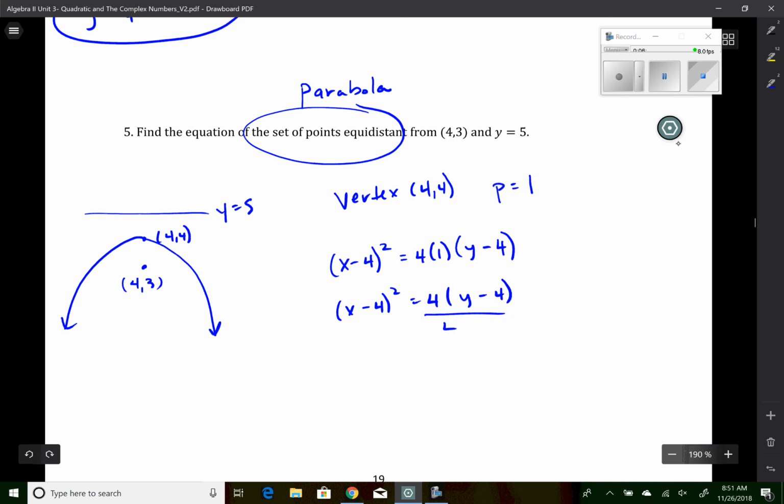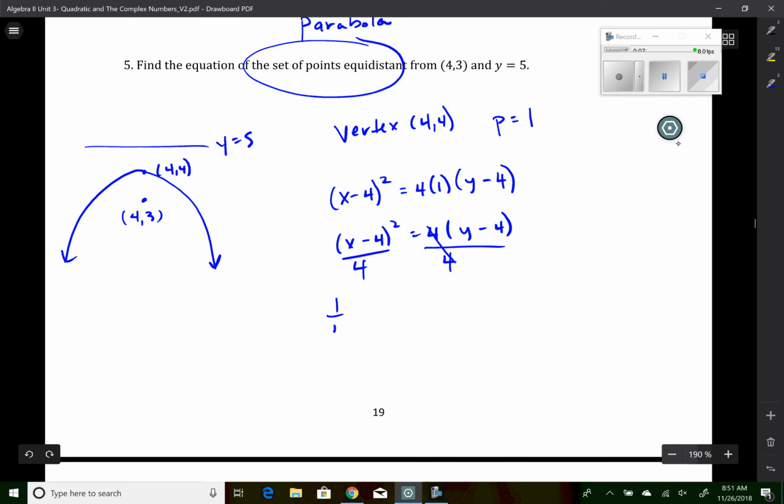Again, divide away the 4. Don't be tempted to distribute it. So this becomes 1/4 (x minus 4) squared equals y minus 4. Add the 4 to the other side. And we get y is equal to 1/4 (x minus 4) squared plus 4.